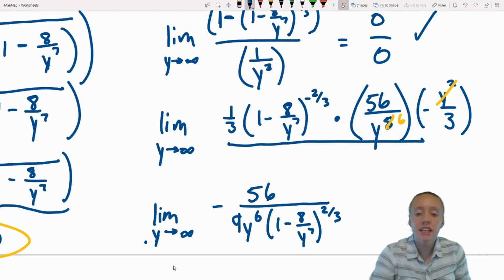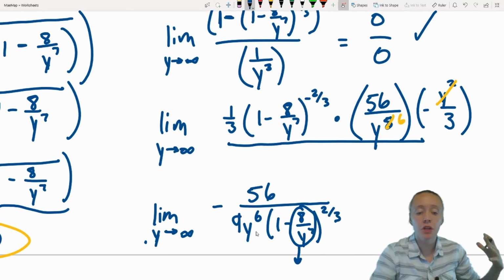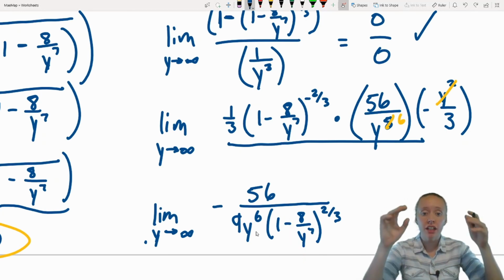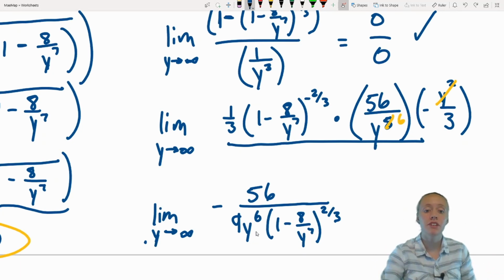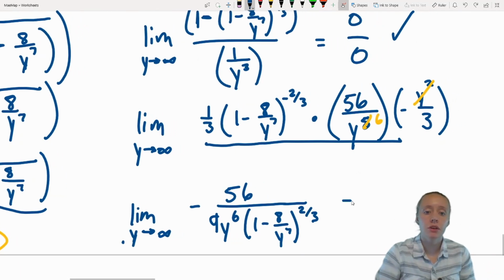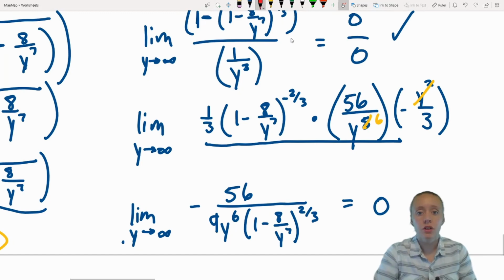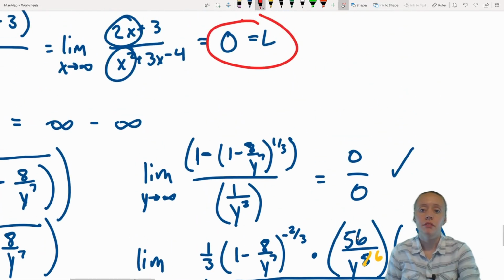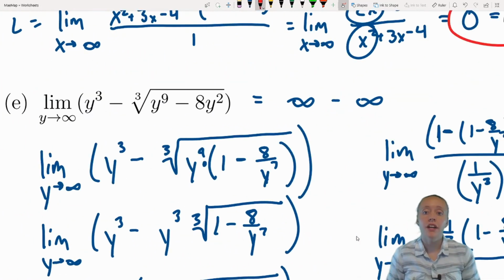So what happens when I take the limit as y approaches infinity? Well, my numerator is a constant. This term goes to 0, so I'll have 1 times a function going towards infinity. So if I have a constant over a function that's approaching infinity, this is going to go to 0. So my limit, that original, y cubed minus the cube root of y to the 9th minus 8y squared, that is all equal to 0.